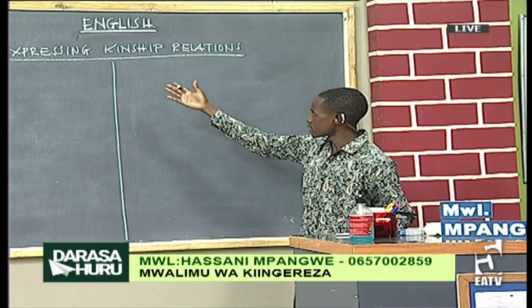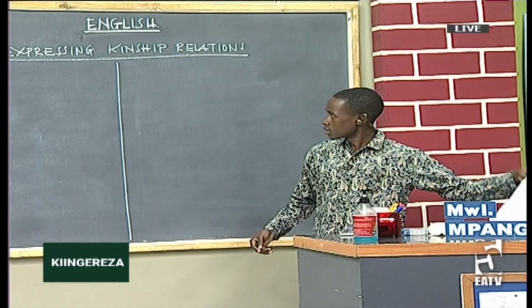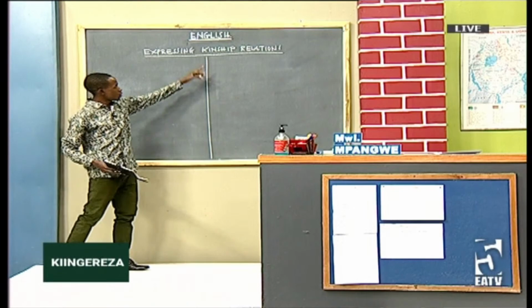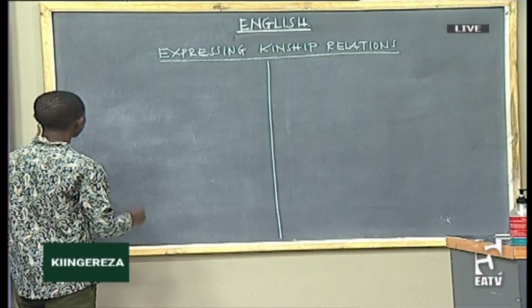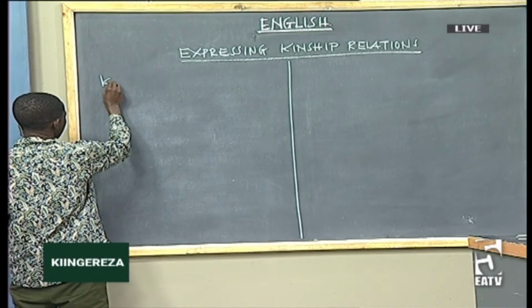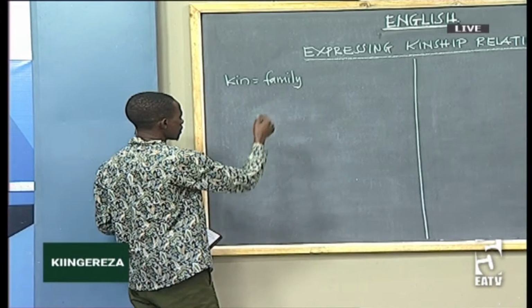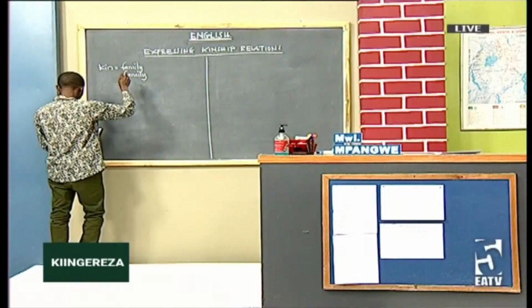First of all, we need to understand the word kin. Expressing kinship, what does it mean? Kin. The word kin can simply mean family. So kinship means family relations. Family relationship.